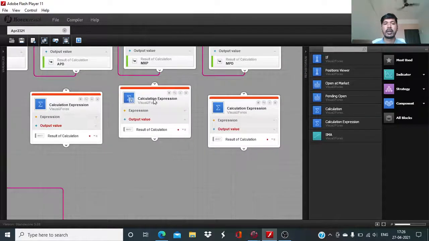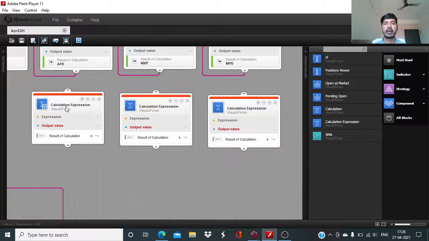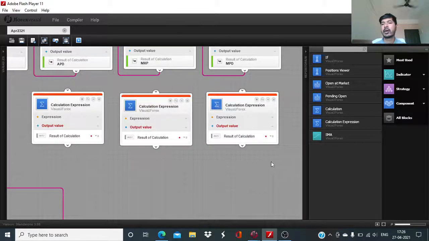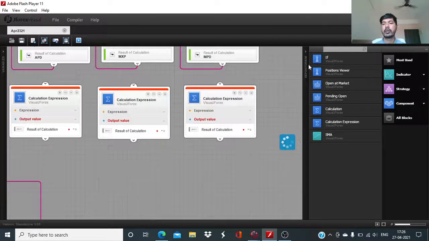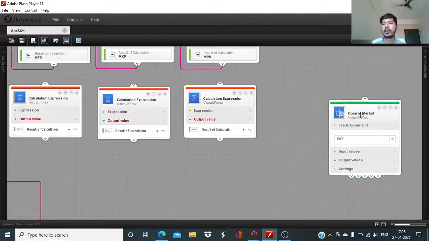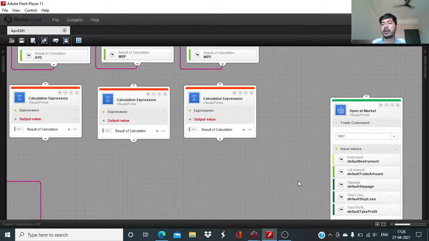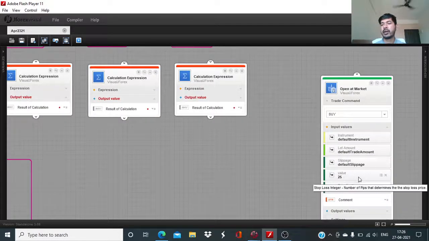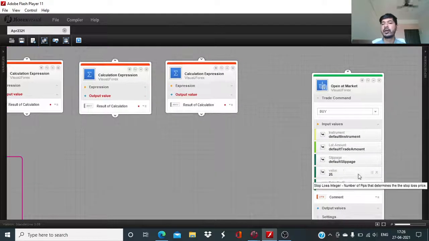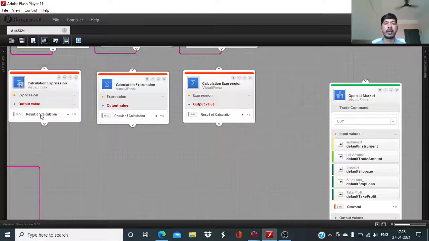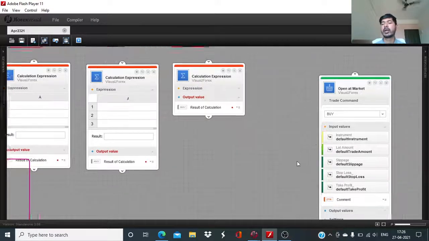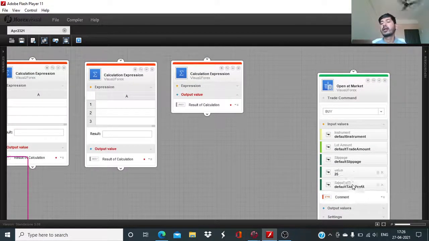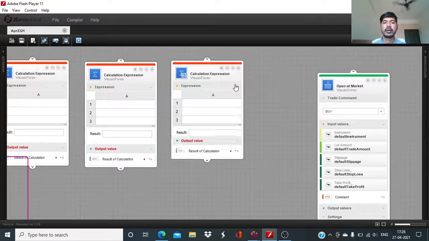So I will take these three blocks straight away, and also open at market to define its parameters. Here we are going to need to create new variables using the integer data type, and then we will put those variables in these output values, as we have to pay attention to the data type while defining these parameters.